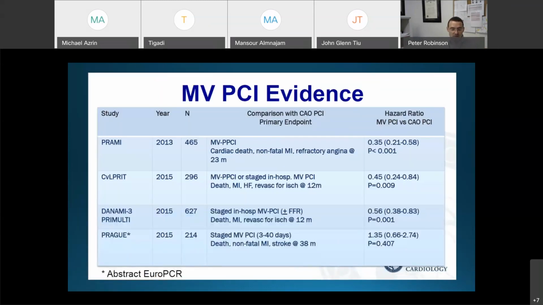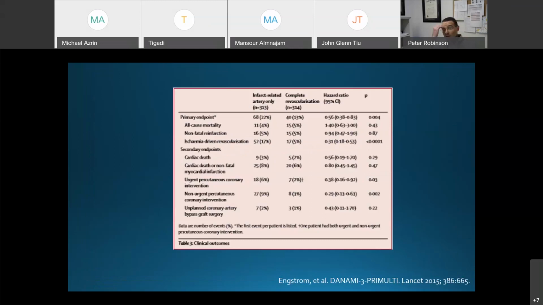There's been some data on this. Briefly, I'll talk about these, and these are often reported as positive trials, so revascularize everything. But as we've talked about in Journal Club before, really the only thing you're reducing in every single trial is ischemia-driven revascularization. That's what drives every single one of these trials.